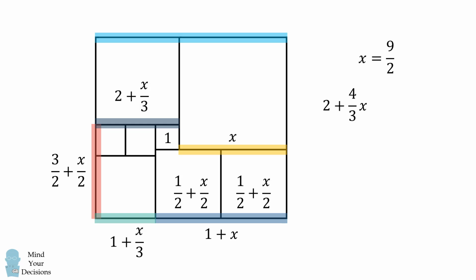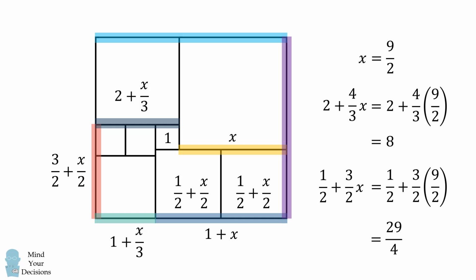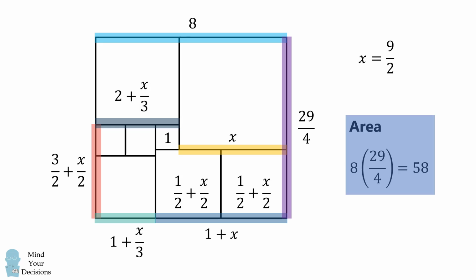One side length will be equal to 2 plus 4 over 3x, and that is equal to 8. The other side length will be equal to 1/2 plus 3 over 2 multiplied by x. We can then substitute x is equal to 9 over 2, and we'll get that this is equal to 29 over 4. We thus have these two side lengths, and thus we can compute the area of the rectangle, which will be equal to 8 multiplied by 29 over 4, and that's equal to 58. And that's the answer.